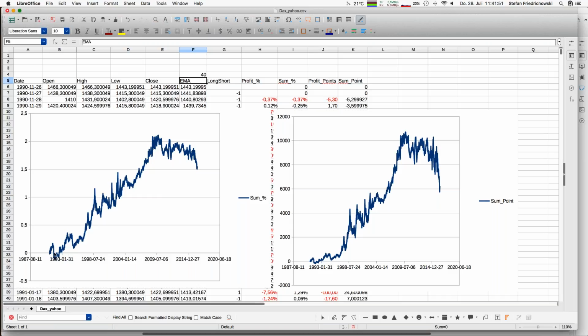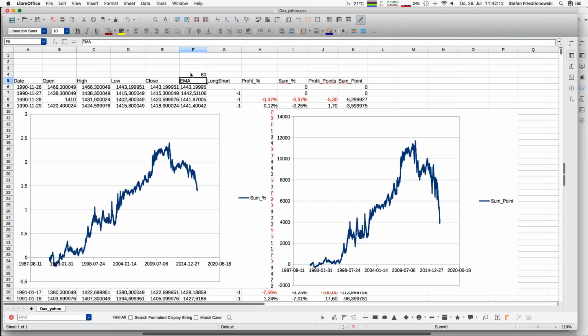But you can see this is your equity curve within your account, in principle. And you see, okay, it's behaving quite good until about 2009, 2010, and then equity goes down. Let's change the EMA period once again, and I do in this case, for example, always doubling. So now we have an EMA period of 80.